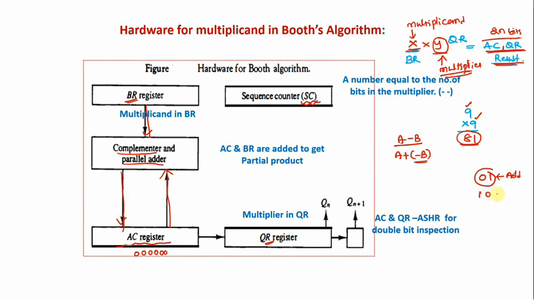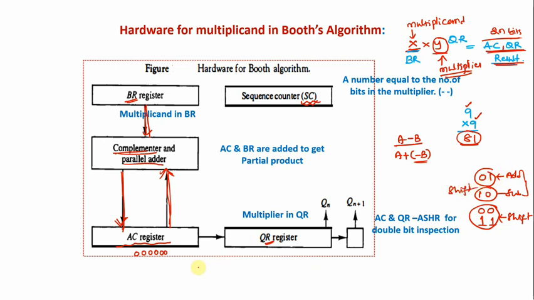Whenever it is 1 0, it has to perform a subtraction. How is subtraction performed? By taking the complement of the multiplicand, and this is added with the partial product, and the result is stored in the AC register. Whenever the two bits are identical, both zeros or both ones, it has to perform only a shift action. After addition or subtraction, it also requires a shift action.